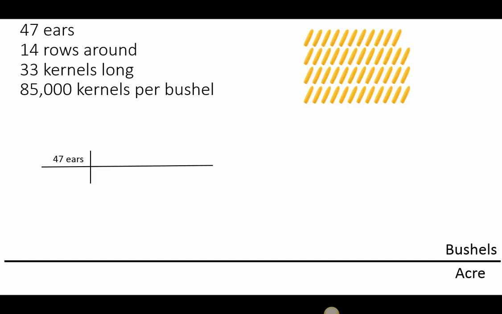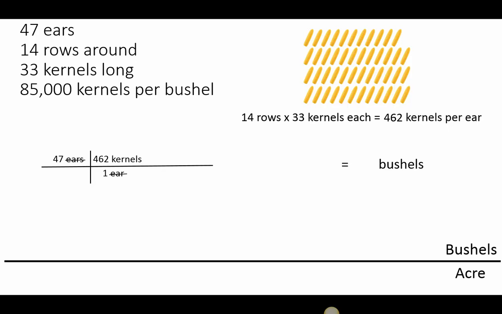So 14 rows by 33 kernels gives us a total of 462 kernels per ear. Let's plug that back into our picket fence. 462 kernels for one ear, and our ears will cancel out. We know the top of our final picket needs to be in bushels because that is our ending unit.